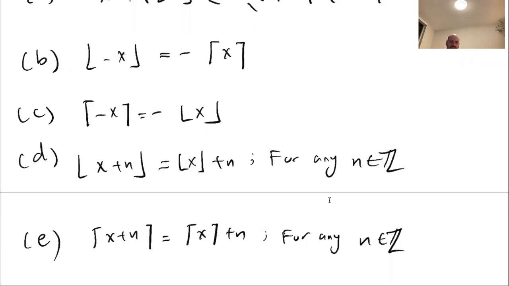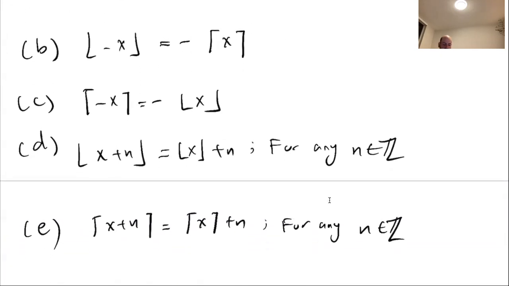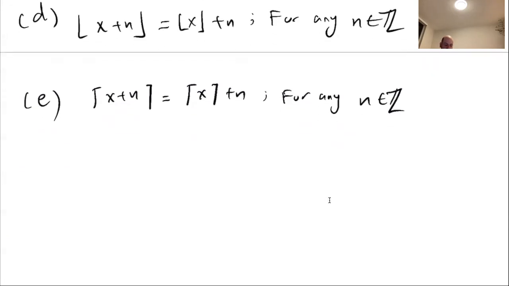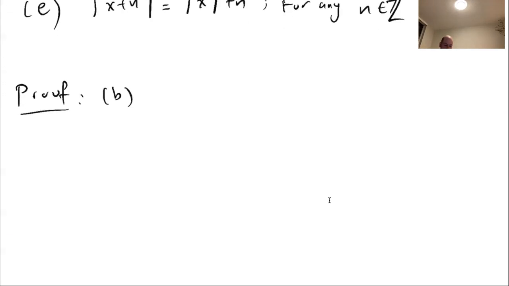Okay, let's look at the proof of at least one of these properties, and then I can leave the rest as exercise. For example, it's part B. Let's look at the proof of part B. So we want to show that floor of minus X is equal to minus ceiling of X.